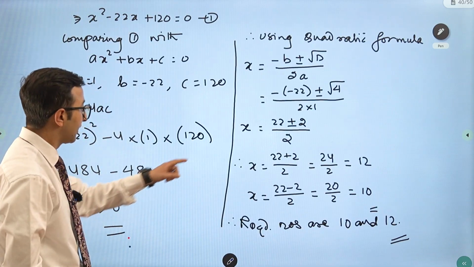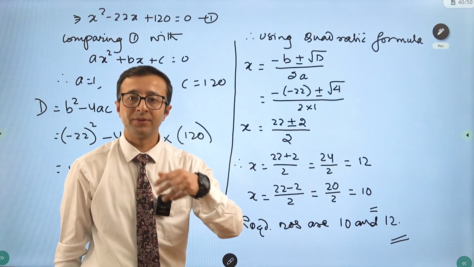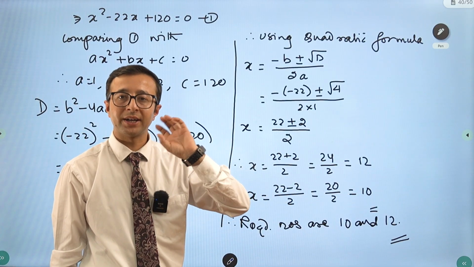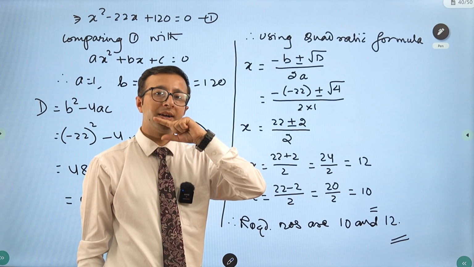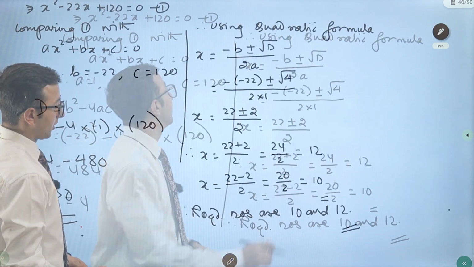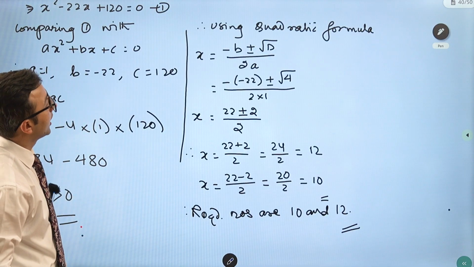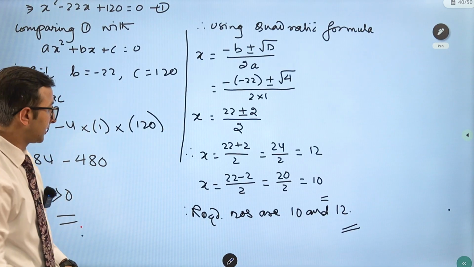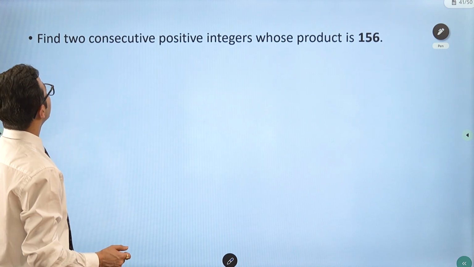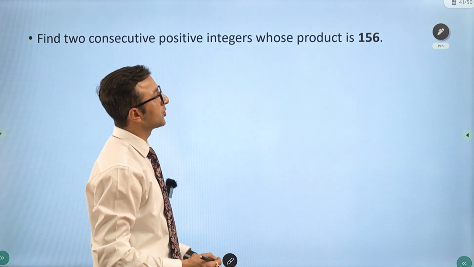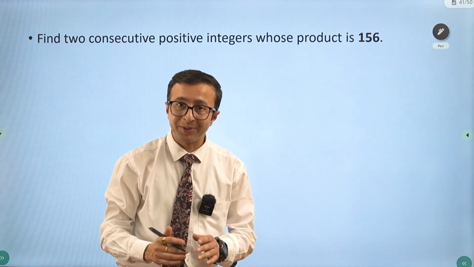Sometimes you will get one of the values negative. Just exclude it. That value should be excluded, and you use only the one value. So the required numbers are 10 and 12. These are the ways in which we can solve the problem. Now next is: find two consecutive positive integers whose product is 156.